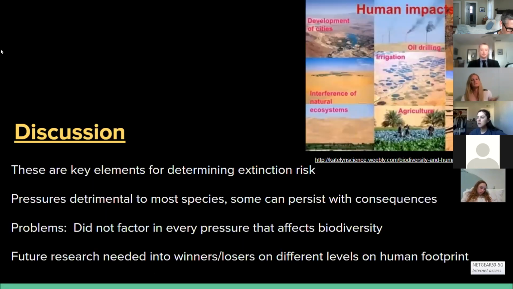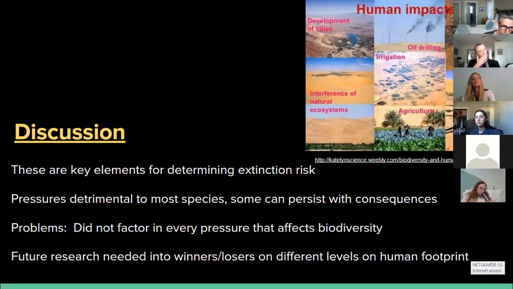So in the discussion, these are just key elements that we have for determining extinction risk. And with this information, hopefully we can continue to identify species that need to be protected, maybe some that are in higher risk areas versus low risk areas. Every species can be affected by this. And while some will be able to persist in these conditions, they're still not going to be free of consequences. They're going to have a smaller range size, and therefore probably going to lose numbers as well.